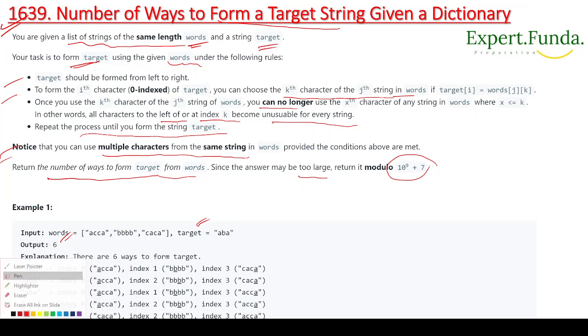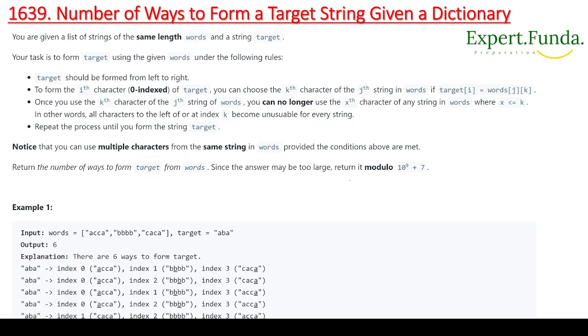Okay, so let me clean this one. Coming back here, what are the things we have been given? There are 6 ways we can form the target, right? How? First, we form ABA. At index 0 we have A, and at index 1 we also have B, and at index 2 we have A. A, B, A. So this is one way we can form it.